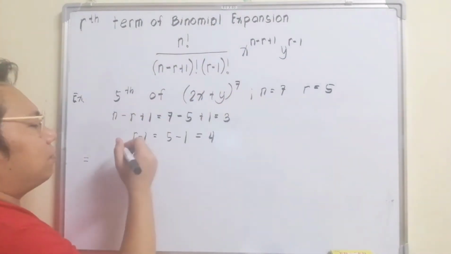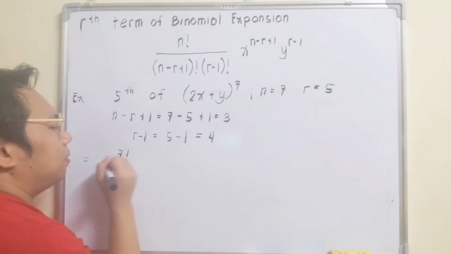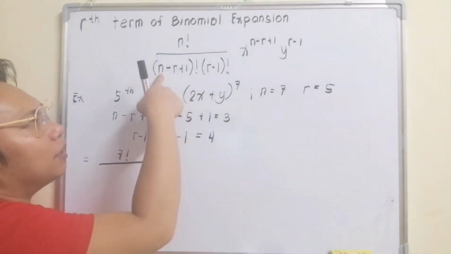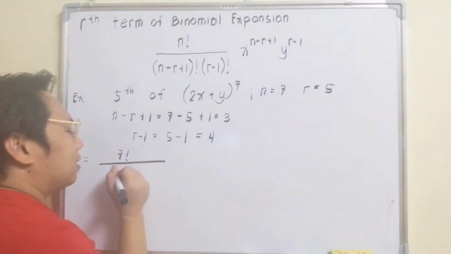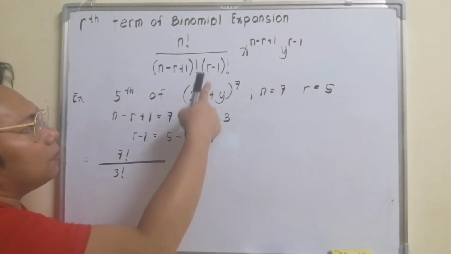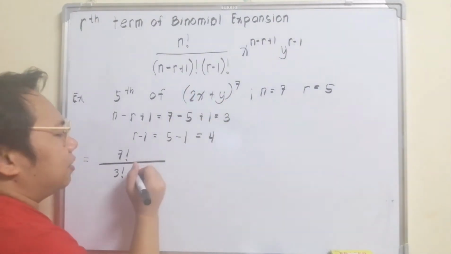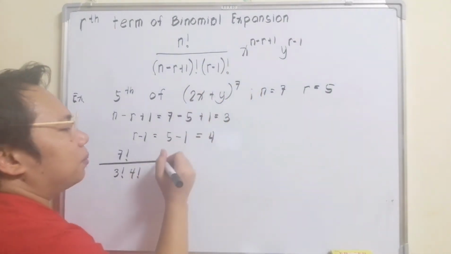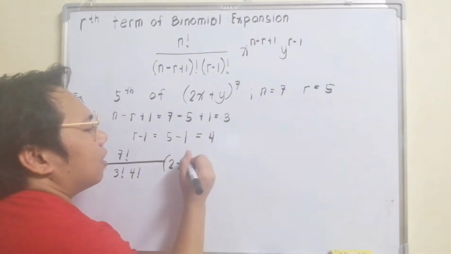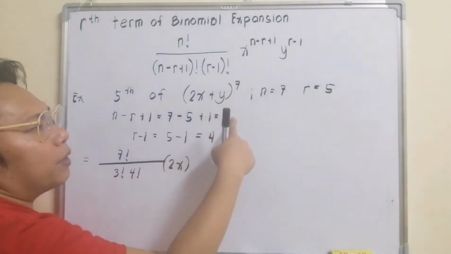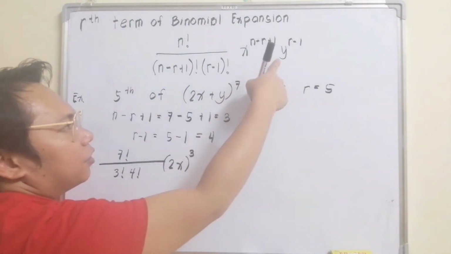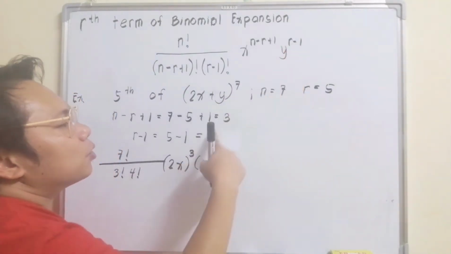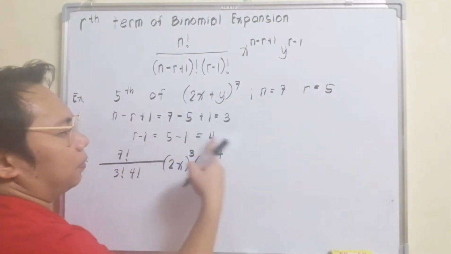Our n again is 7, so that's 7 factorial over n minus r plus 1, which we computed here as 3 factorial. And our r minus 1 is here, that's 4 factorial. Our x, which is our first term, that's 2x. Our exponent is n minus r plus 1, that's 3. And our second term is y. Its exponent is r minus 1, that is 4.